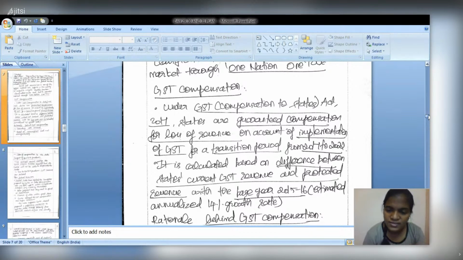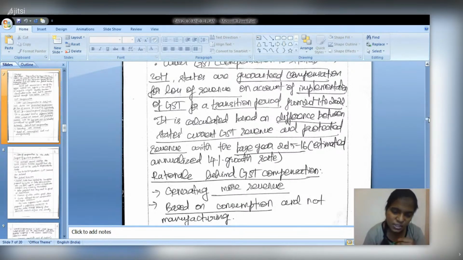Okay, what is the rationale behind the GST compensation? This question can be answered very clearly from the summary of the GST Compensation to States Act. Okay, if you read the summary of the GST Compensation to States Act 2017 from PRS, you can answer it very clearly and in an obvious manner.